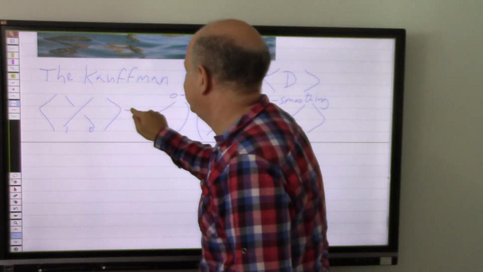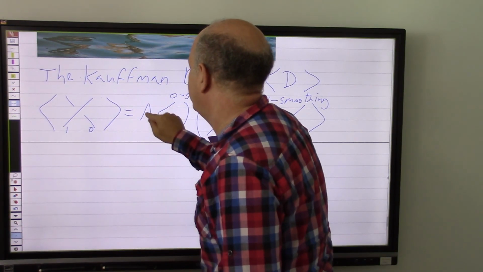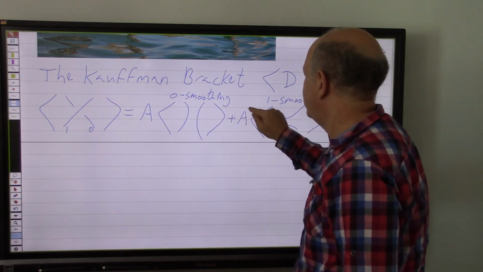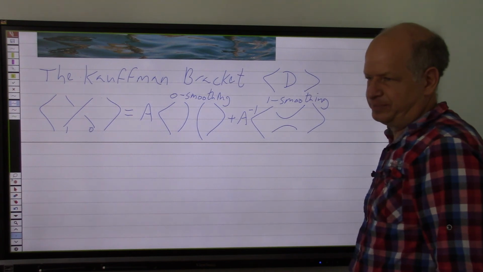So I haven't yet described the axiom. The axiom says that this is equal to A times that plus A inverse times that.